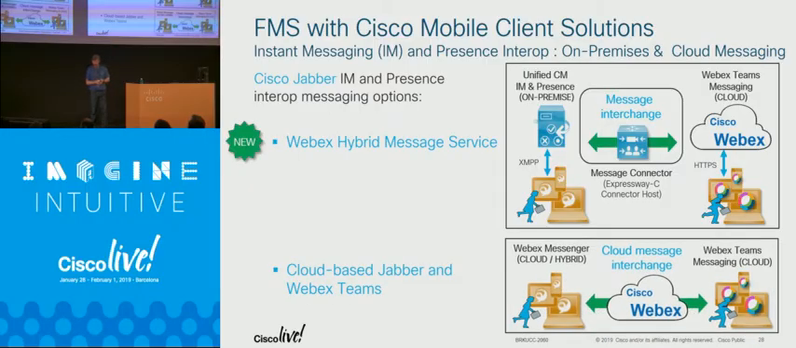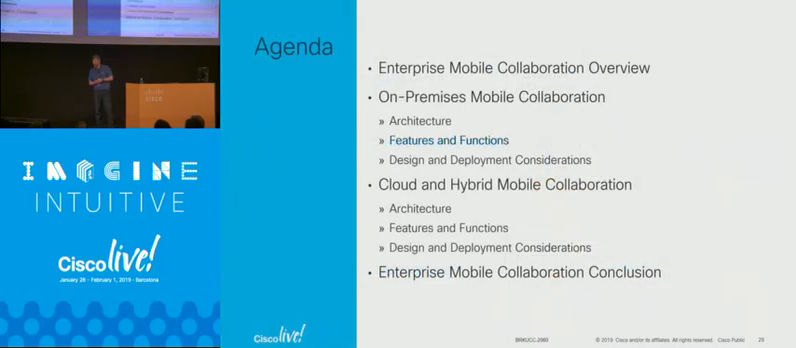We also have the ability to do this with cloud-based Jabber and WebEx Teams. This is where we have Jabber using WebEx Messenger, and then we have WebEx Teams users using WebEx Teams messaging, so we need cloud message interchange. That's built into the WebEx Cloud: the ability for users that are using WebEx Messenger to communicate with users in your org that are using WebEx Teams messaging. All right? So that capability has been there for a while and allows you to do that kind of thing. All right, let's move on then.